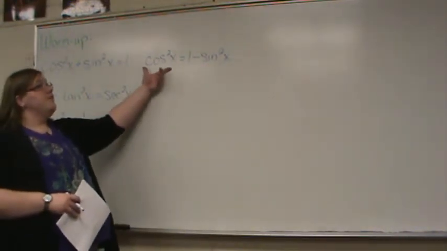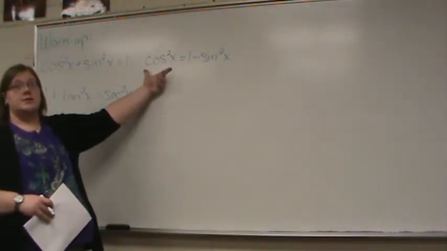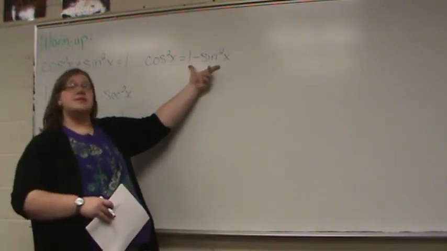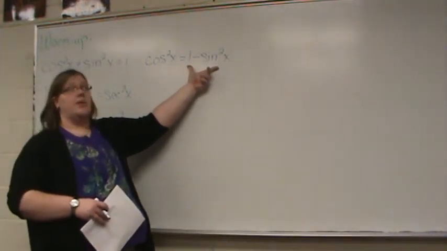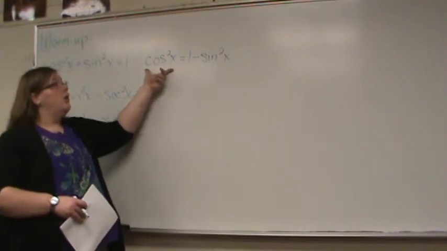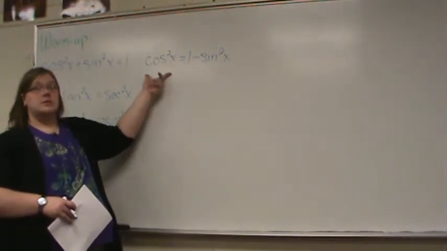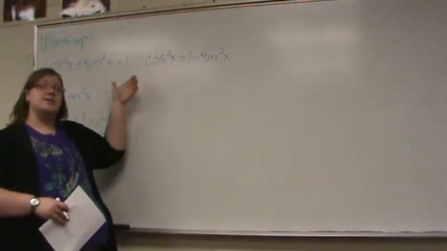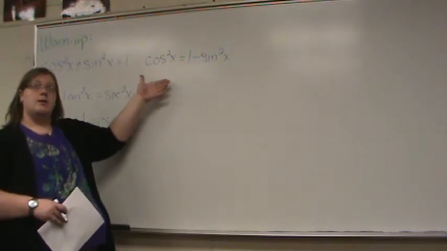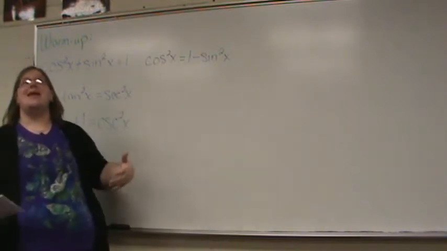So if I was looking for cosine squared x, and I had 1 minus sine squared x in my proof, I would know that that equals cosine squared x. So I could do a substitution that way. We'll see that in actual examples.